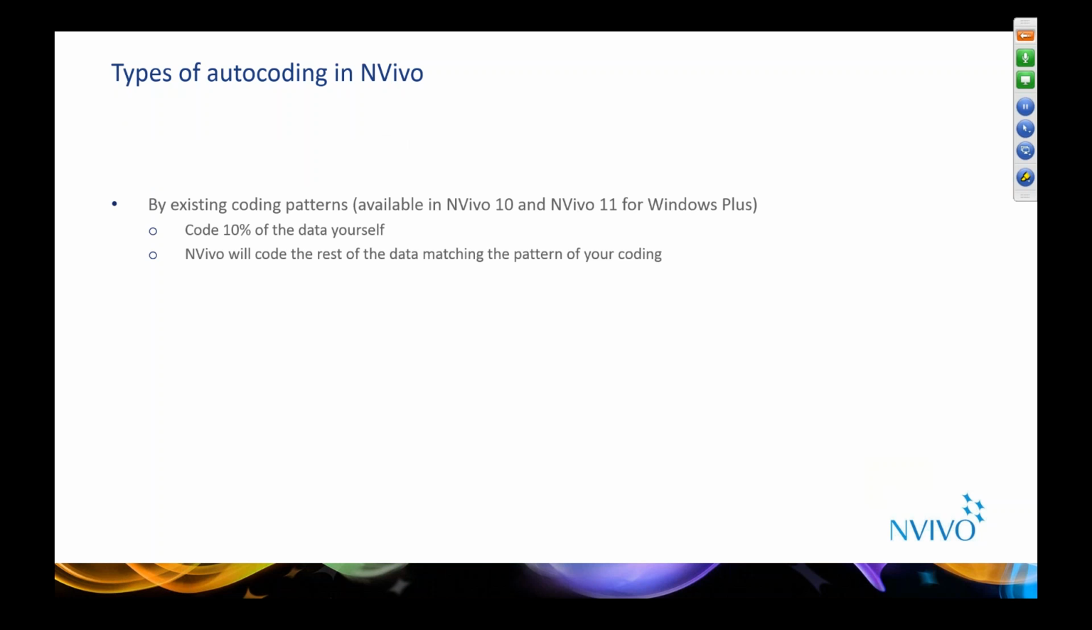What was introduced in NVivo 10 and is available in NVivo 11 for Windows Plus is autocoding by existing coding patterns. That is when you code yourself within NVivo, reading, interpreting, and coding about 10% of a large data set. Then NVivo will code the rest of the data matching the pattern of your coding. And it will learn, because if you correct it and run it again, it will be more accurate. So this is the first bit in NVivo 10 that introduced some sort of artificial intelligence aspect in NVivo.